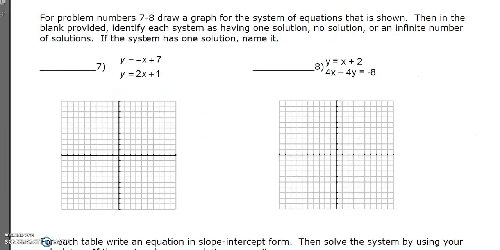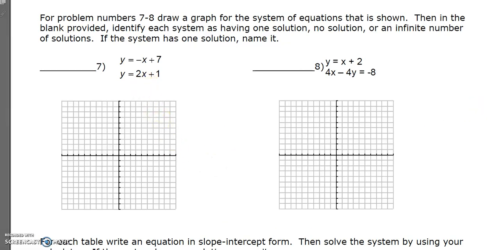Okay, number 7 and 8 is asking us to, it says for the problems, draw a graph for the system of equations that is shown. And then in the blank provided, identify each system as having one solution, no solution, or an infinite number of solutions. And then if the system has one solution, we need to name it. Okay, so let's look at number 7.